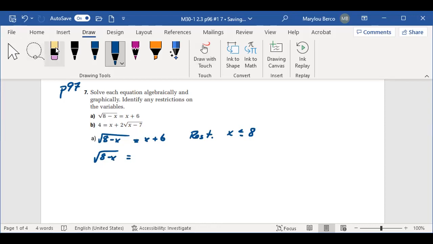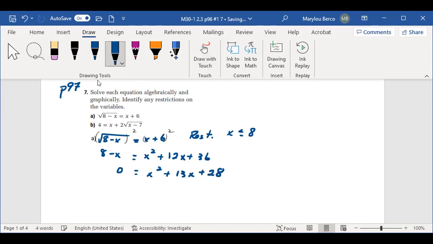Okay, we'll square both sides. And we will get 8 minus x equals x squared plus 12x plus 36. Okay, setting that to 0, we get x squared plus 13x plus 28.